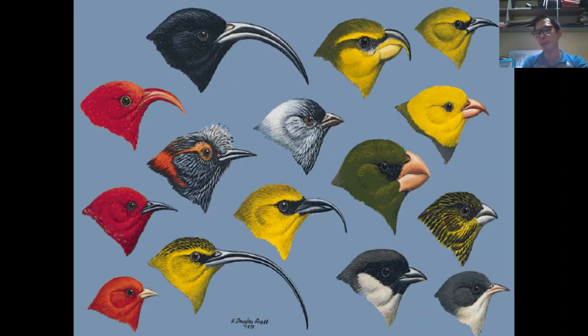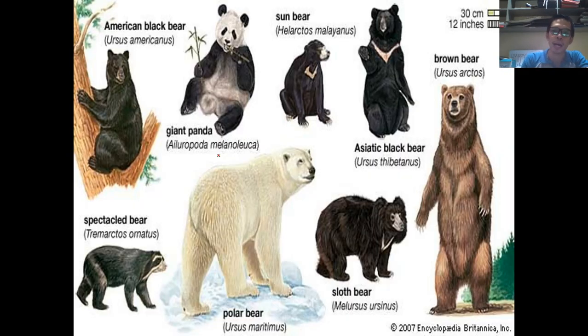One example is the finches studied by Charles Darwin. Another is the bear family. If you know only one type of bear, the brown bear usually seen in some movies and documentaries, well, you are wrong.